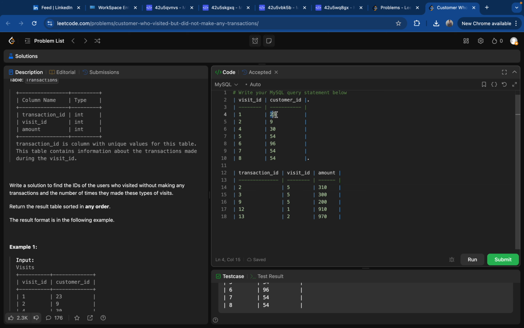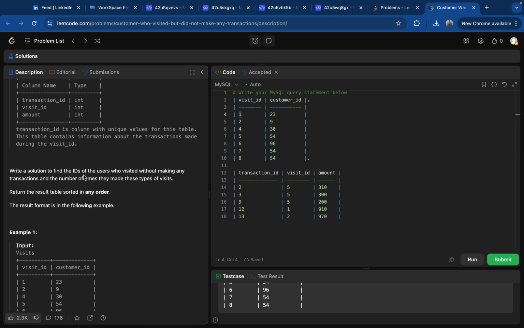So this customer ID 23 visited with 1 and also made one transaction. But we have to return the IDs of users who visited without making any transaction, so we don't have to include this one. So I'm just writing don't include. What about customer ID 9? He visited with ID 2 and also made one transaction, so don't include. Let's look at 30. He visited with ID 4 but did not make any transaction, so we have to include this one.